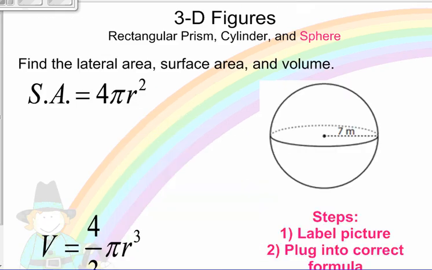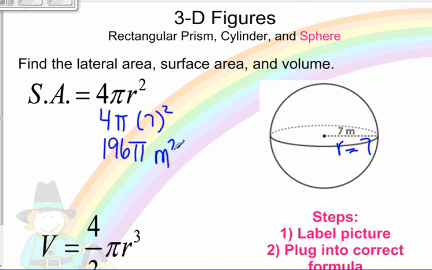So here in our first example, our radius is 7. So we just got to plug in 7 for all of our radii in our formula. So 4 times 7 squared. Again, still leaving this in terms of pi. So 7 squared is 49, and 49 times 4 is 196. And then we just put pi next to it, meters squared.